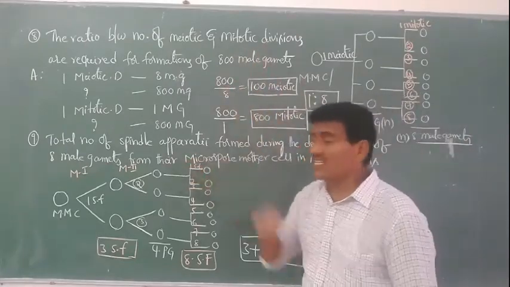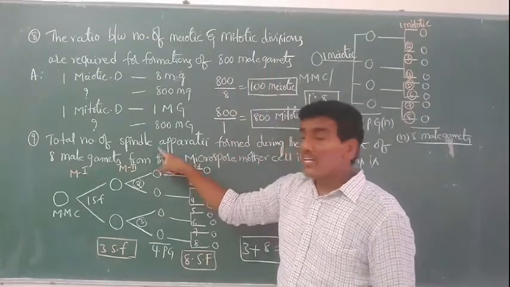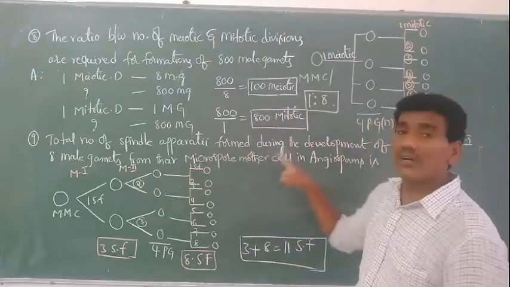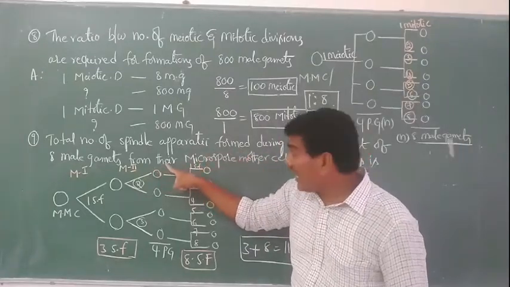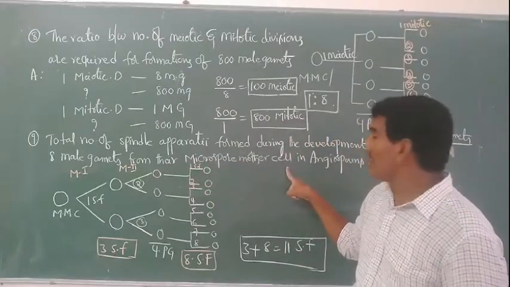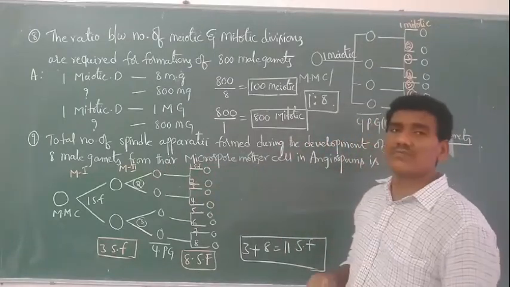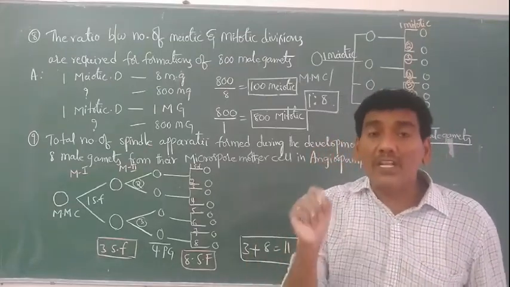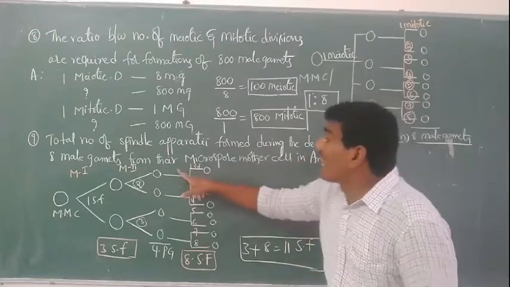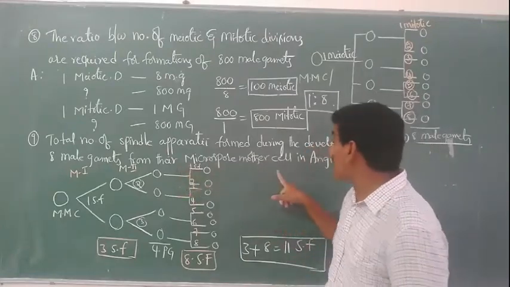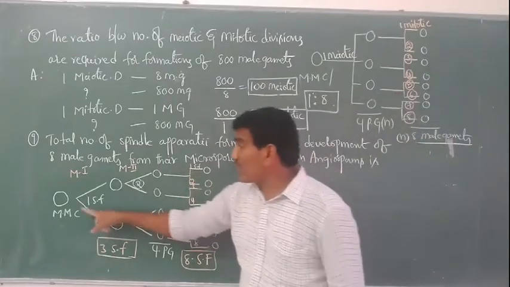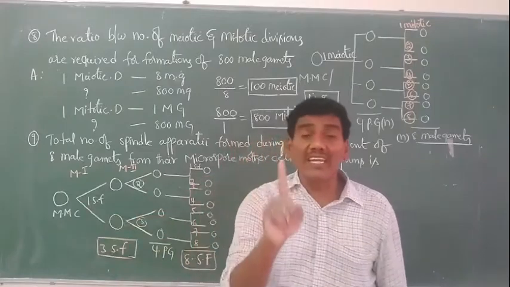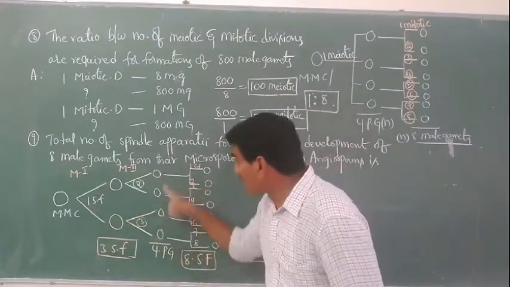The 9th problem is, what is the total number of spindle apparatus formed during the development of 8 male gametes from the microspore mother cell in angiosperms? This is the microspore mother cell. It undergoes 1 meiotic division, and 4 pollen grains are formed.